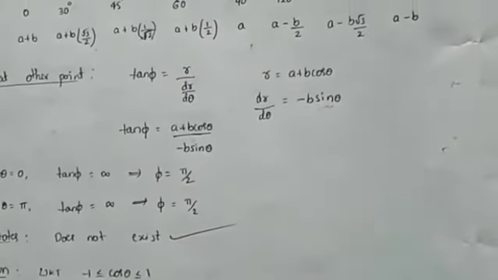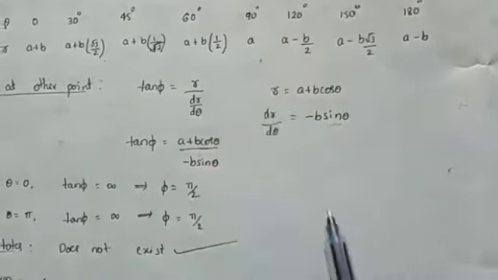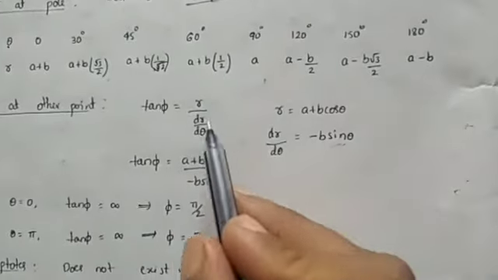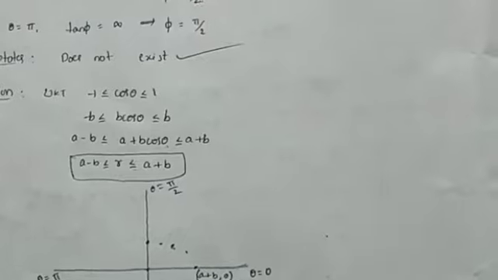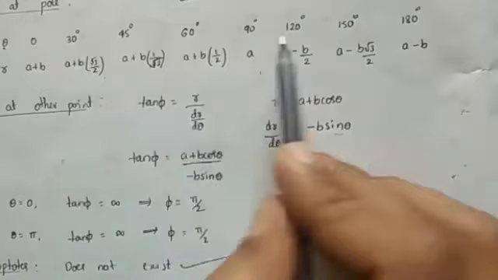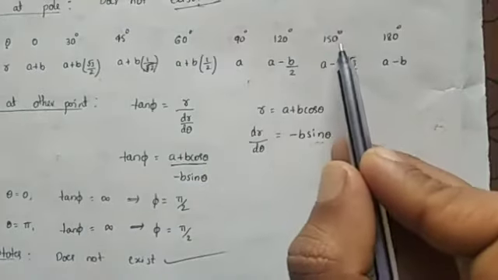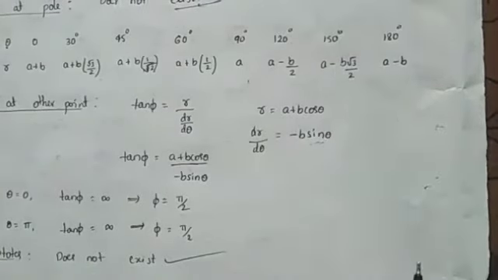The next, for 60 degree, we get the value of r is a plus b by 2. In the 60 degree, we get this point. Next, for 90 degree, we get the r value is a. This point is a. The next, for theta value 120 degree, we get the r value is a minus b by 2. For theta value 150 degree, we get the r value is a minus b root 3 by 2.